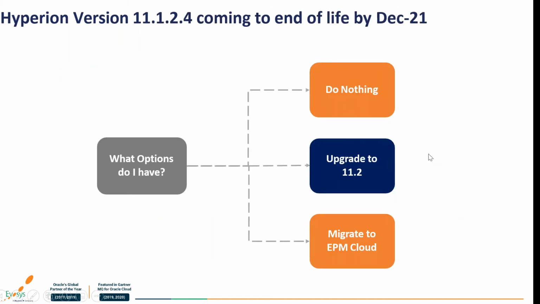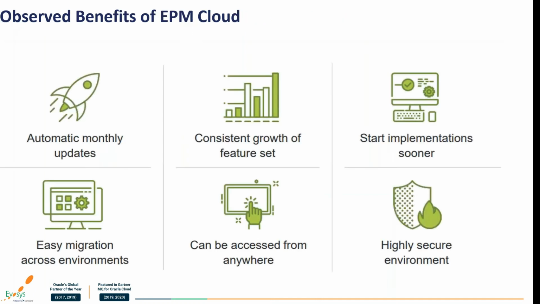In this scenario, if we are on 11.1.2.4 or any version lower than that, we really don't have a lot of options. We have just three options. The first one was to do nothing, and the second one was to upgrade to 11.2, which we've just discussed. And the third one is to migrate to EPM Cloud, which I'll explain in the next couple of slides. Now, in the third approach of migrating to EPM Cloud, I just wanted to start with showing some of the features of the product, because that will give you a good sense of how you can compare your decisions of not doing anything with the upgrade, moving to 11.2, or considering cloud.